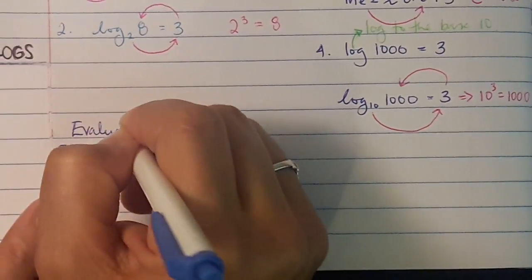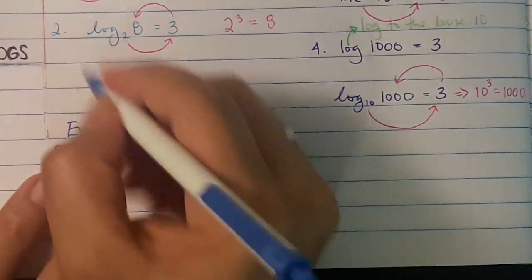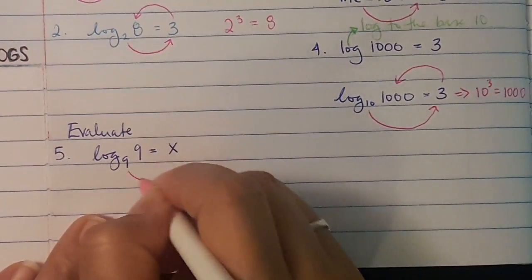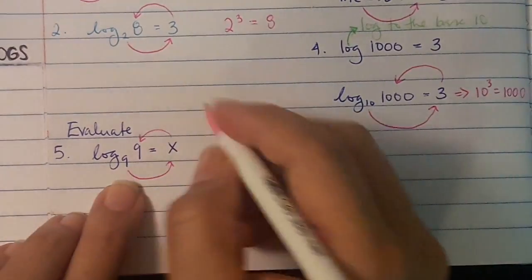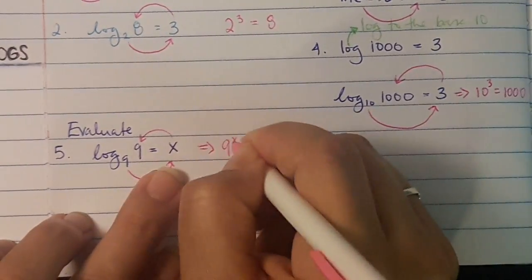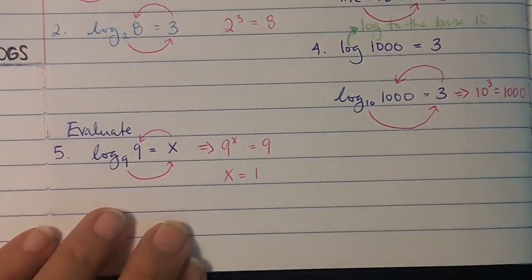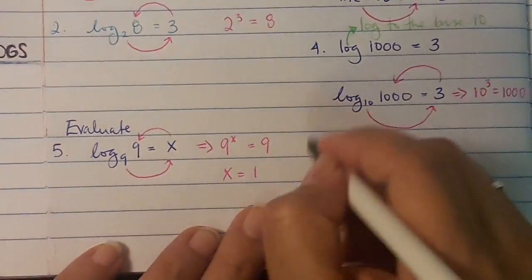So let's take a look at if you were asked to evaluate something. So let's say you had log the base of 9 of 9 is equal to x. So again, you go past the equal sign and back over. So this is 9 to the power of x is equal to 9. Well, 9 to the power of what is equal to 9? It has to be 1. 9 to the power of 1 is 9.